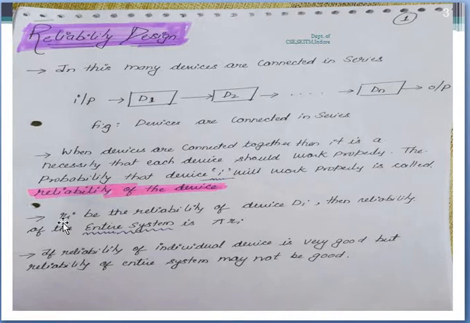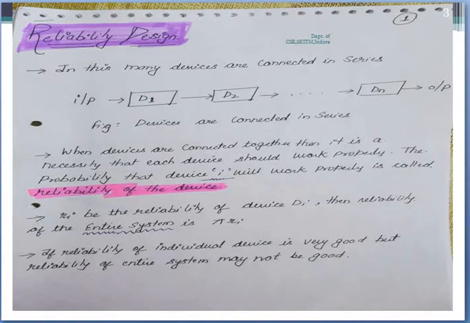Suppose ri is the reliability of the device Di, then the reliability of the entire system is the product of ri. It may happen that even if the reliability of the individual device is very good, the reliability of the entire system may not be good. In order to obtain efficient performance for the entire system, we can duplicate the individual devices and connect them in series.